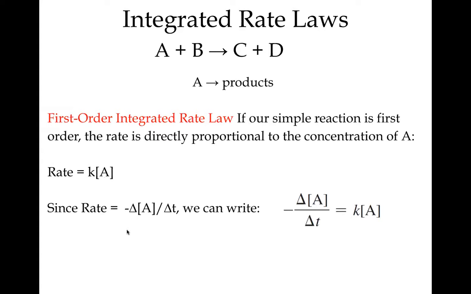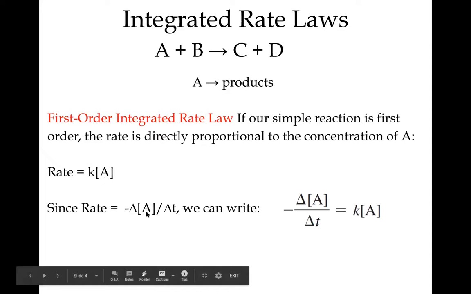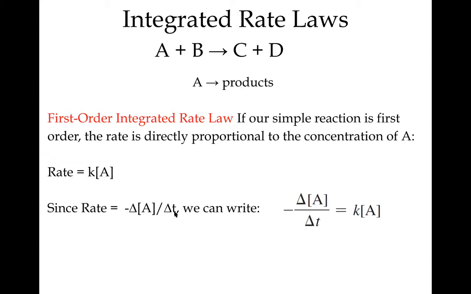And since we already know previously that the rate equals the negative change in the concentration over the change in time, right? We learned that from last lecture. We can say that the negative change in concentration over the change in time is equal to K times the concentration of A. Okay. Now, we haven't really integrated anything yet. We're just setting this up for the integration.